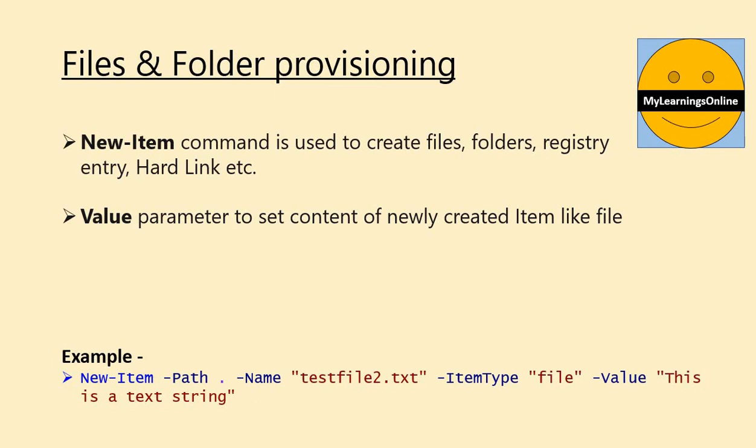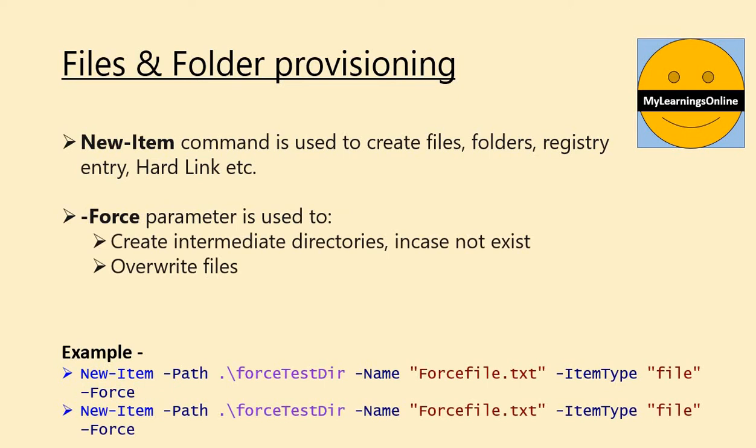The Value parameter is used to set the contents of a newly created item like a file. In the example, we are trying to set the contents of a newly created file using the Value parameter. The Force parameter is used to create intermediate directories of the specified path in case they do not exist already. Also, the Force parameter is used to overwrite files in case they already exist.